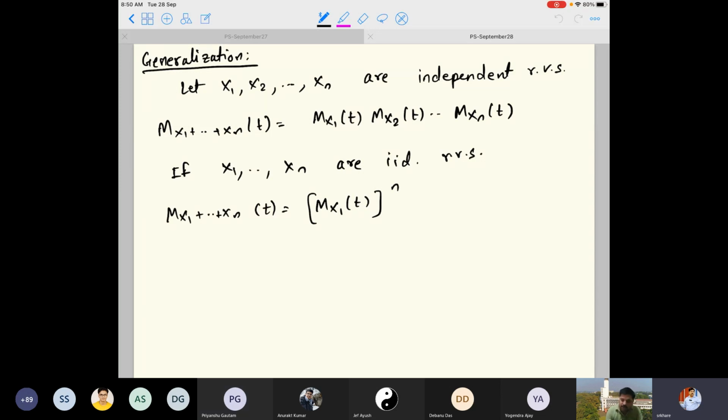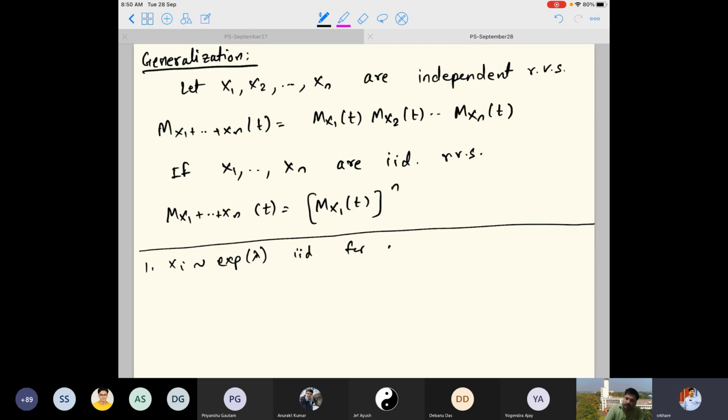Okay, so this is something that we have. I'll just quickly summarize these things that I had told. This addition is really very important. The first thing that we saw was Xi are exponential lambda IID, for i equal to 1 up to n. Then summation Xi, i from 1 to n, follows gamma density, and the parameters are n and lambda. So this is the first observation that we have seen.